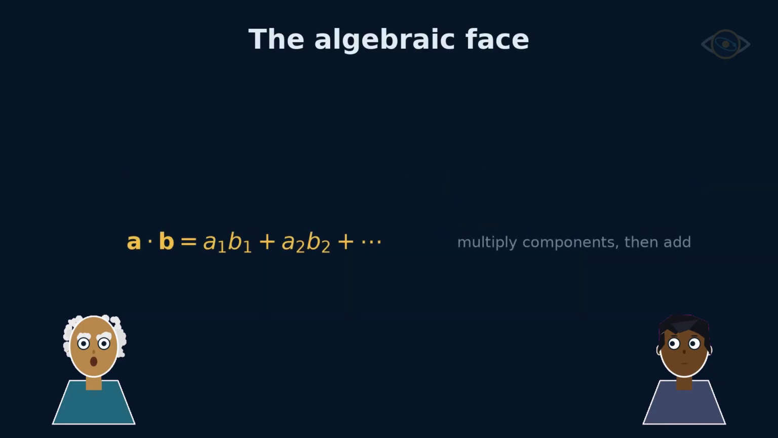Here's the definition you know. Pair up the components, multiply, and sum. Clean and mechanical. But why that combination? Why should adding up those products mean anything geometric?